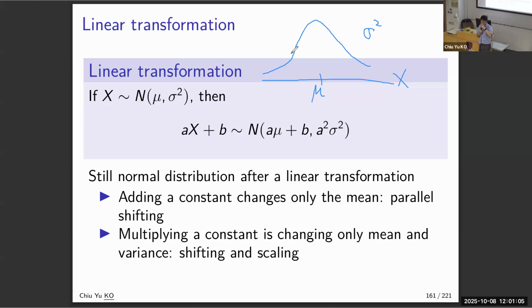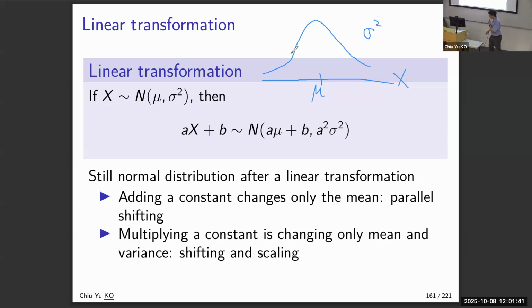You may ask, is it always normal? No. In general, this is not true. For example, binomial: you add some number, it is not binomial, because binomial goes from 0 to n. You add 1, it no longer starts from 0. Exponential: you add something, it is no longer exponential. Uniform may still be uniform when you add, but in general, even uniform, when you multiply, is not uniform. So this is in general not true.